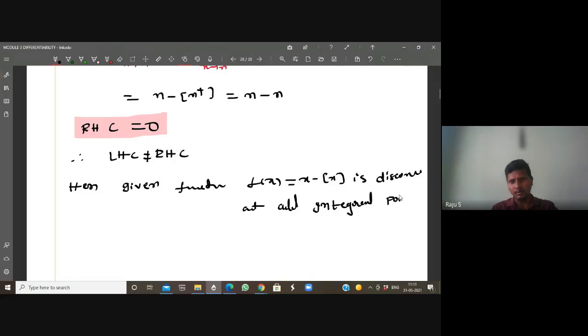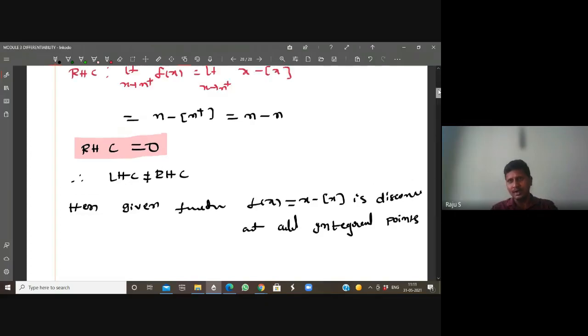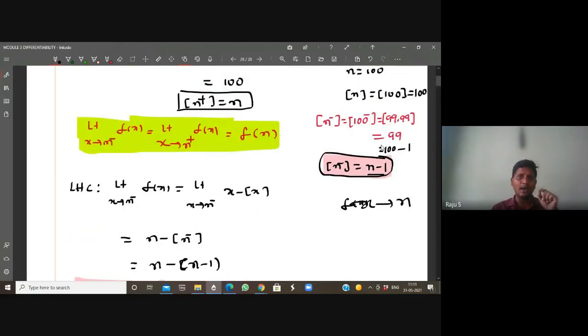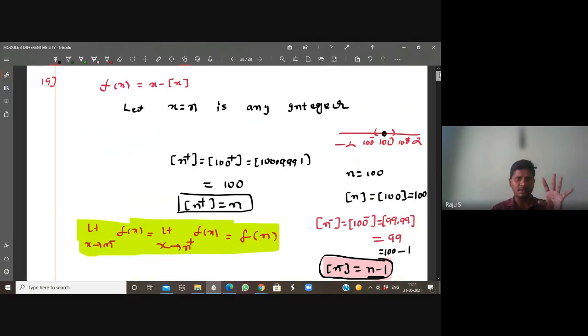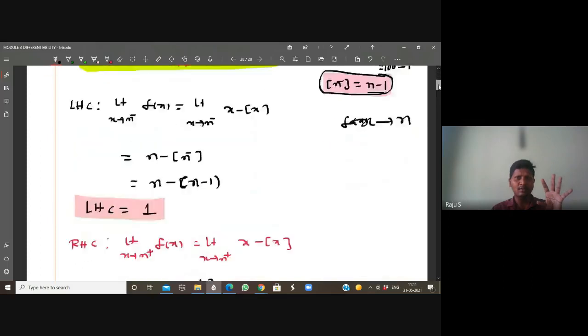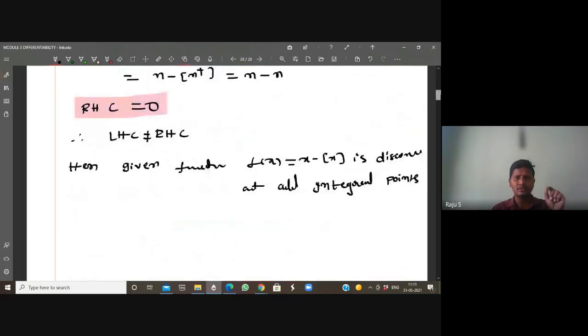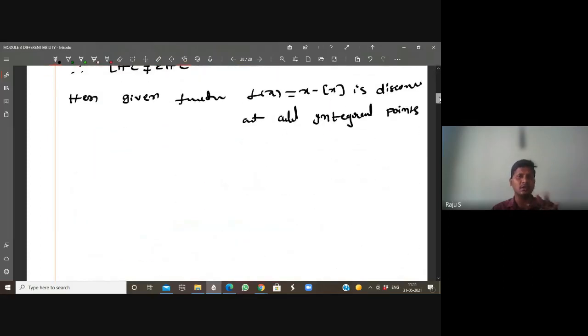All integral points. Having any doubts, students? To understand the purpose, I have taken 100. Actually, you need not take 100 for any integer. You should write n minus n plus 1. That's it. Like that, you can write. Is it clear? At every integer, the left hand limit should not equal the right hand limit, so that it is not continuous.